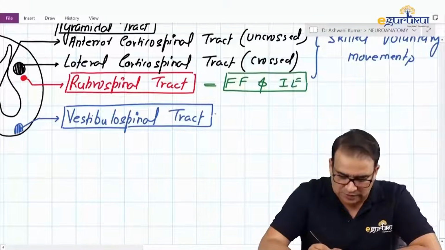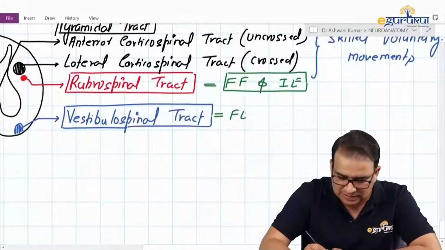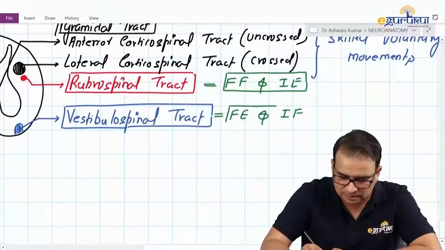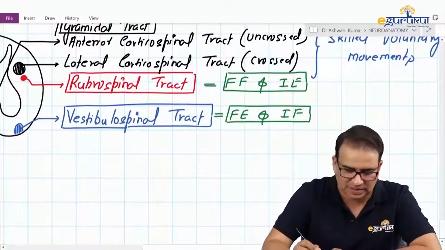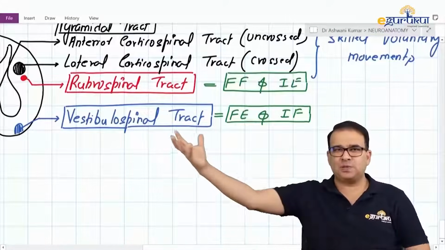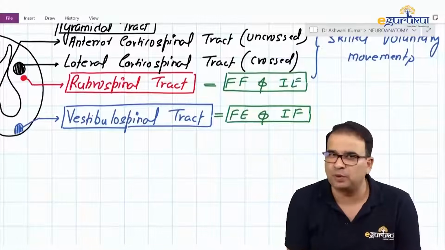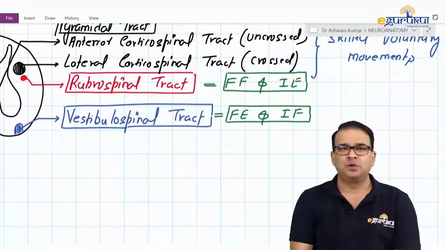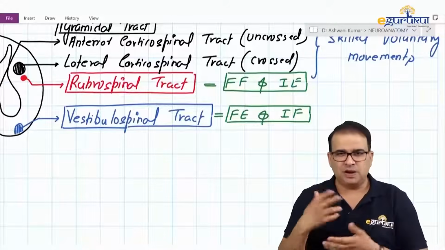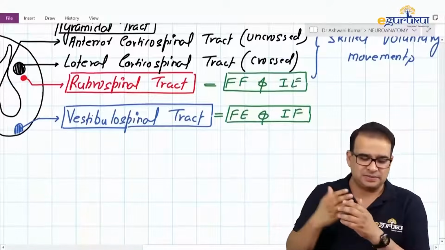Whereas the vestibulospinal tract, on the other hand, facilitates extensors and inhibits flexors. That's why this vestibulospinal tract is a postural tract. It helps to maintain the posture. Rubrospinal tract facilitates flexors and inhibits extensors, and vestibulospinal tract is exactly opposite, ulta. It facilitates extensors and inhibits flexors.